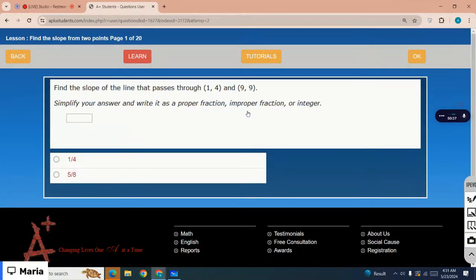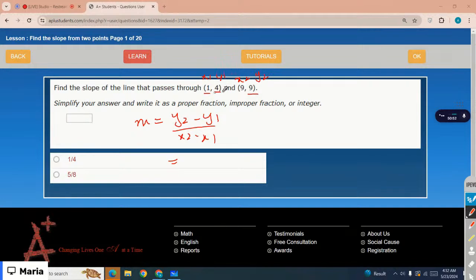Okay, find the slope of the line that passes through (1, 4) and (9, 9). So you are given 2 points. You need to calculate the slope, right? So you have to use the same formula for the slope we're already using, that is m equals y2 minus y1 divided by x2 minus x1, right? So this is x1, y1, this is x2 and y2, right?